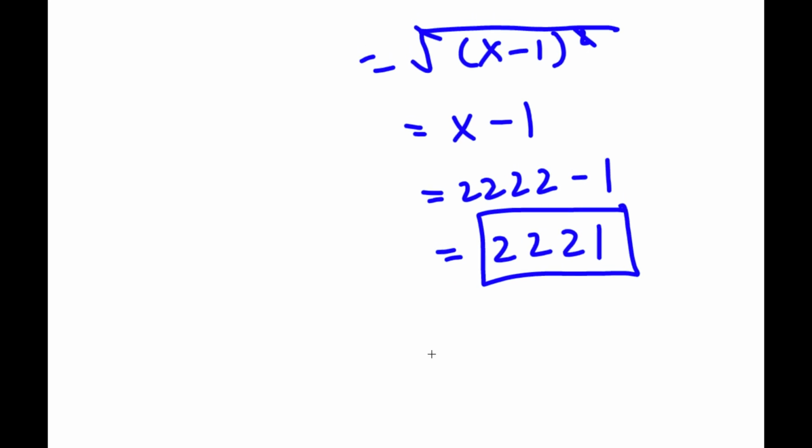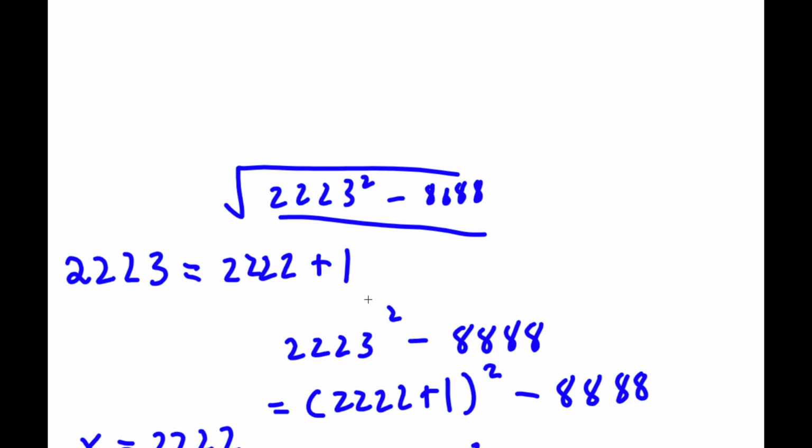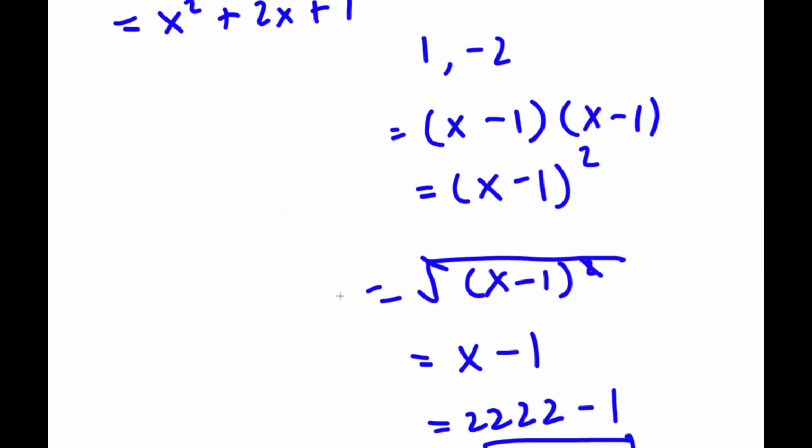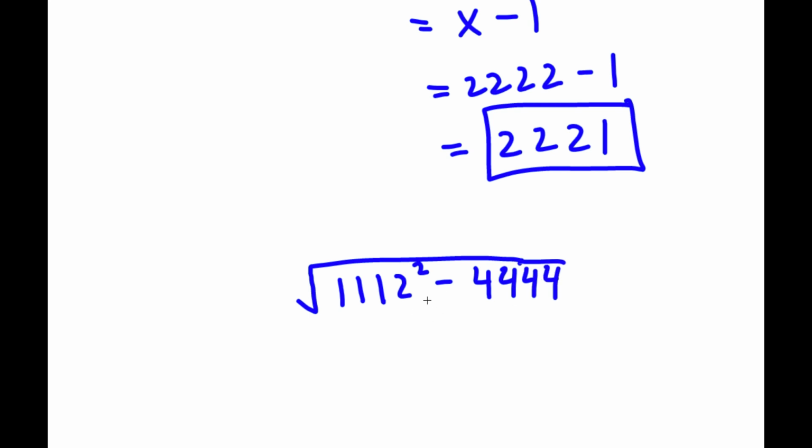Now I'm going to give you guys a similar problem to this, and let's see if you guys can solve it. So this time I will give you the square root of 1,112 squared minus 8,888. Or not 8,888, 4,444. Let's see if you guys can solve this. So I'd like you guys to pause the video and attempt to solve this problem.